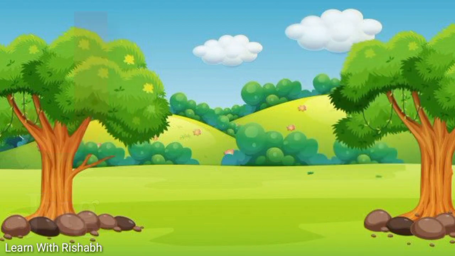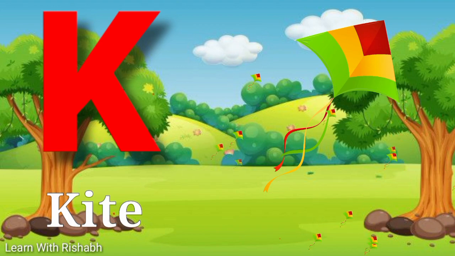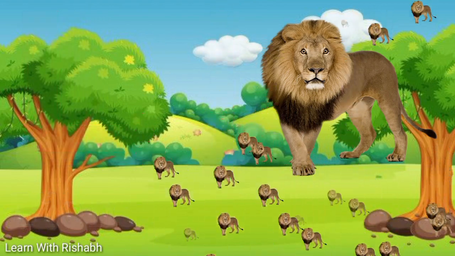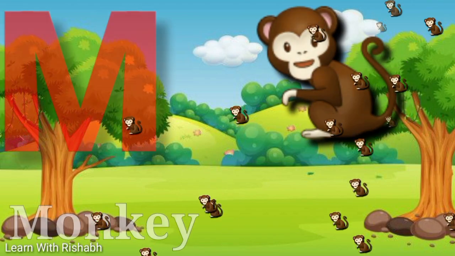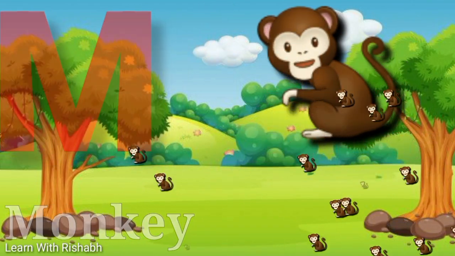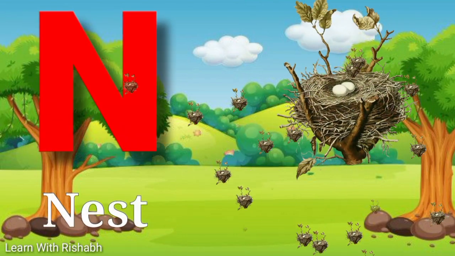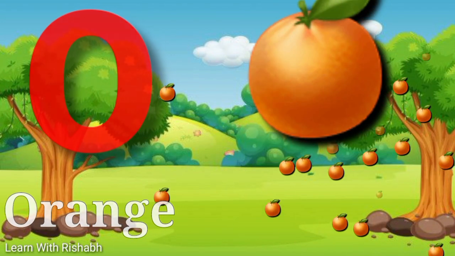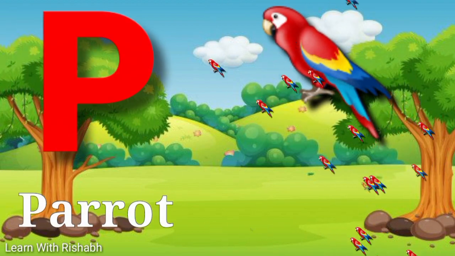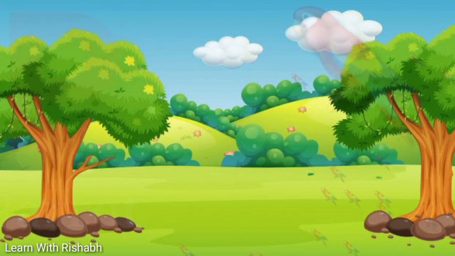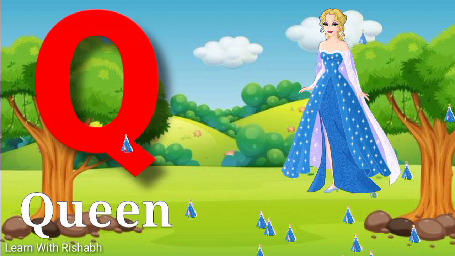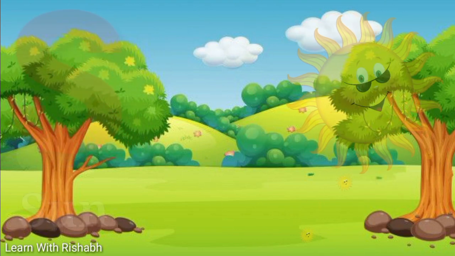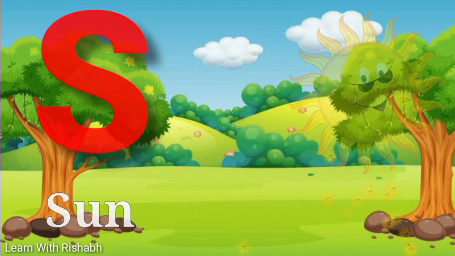J for jug. K for kite. L for lion. M for monkey. N for nest. O for orange. P for parrot. Q for queen. R for rose. S for sun.